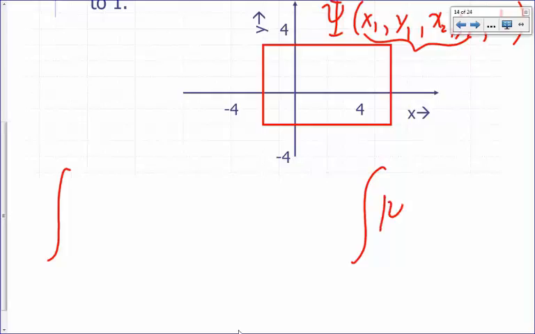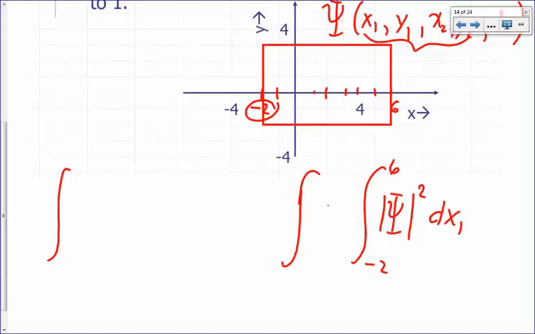Integral of the absolute value of psi squared dx1, with x1 going from -2 to 6. The result of that, you integrate with respect to y1, the y coordinate of particle 1, and you go from -2 to +3.